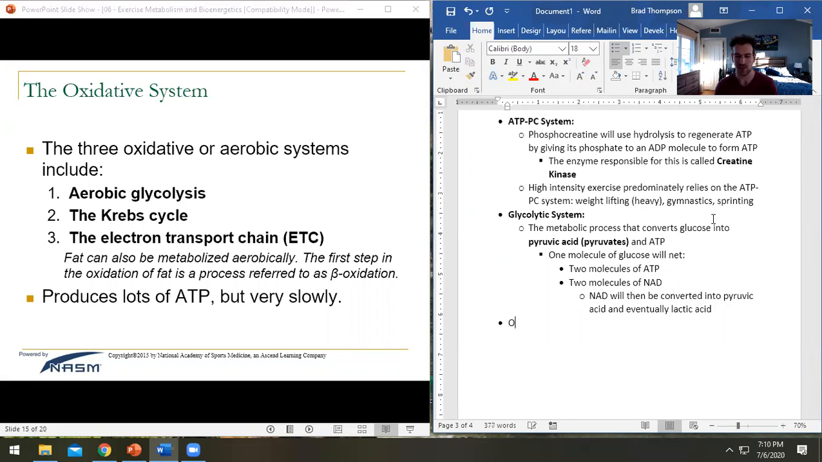And so we have our oxidative system, which is going to rely on aerobic glycolysis, which is glycolysis that is taking place in an oxygen environment. It's still producing ATP the same way. It's just doing it in a much more oxygen-rich area, right? This is also going to be the Krebs cycle and the electron transport chain, okay?